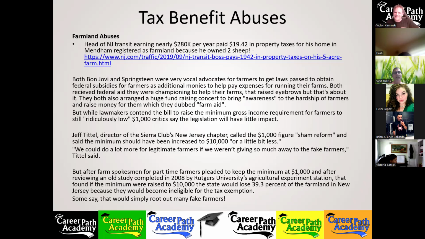So when you raise $500,000, then 93% can be fake farmers. And imagine you can bring down the cost of food. These are rich people taking advantage, and they're disguising themselves as farmers. And they say, whoa, we would lose about 39.3% of our farmland in the Garden State if we were to raise these minimums. Yeah, for the fake farmers. That is, talk about political spin. Holy crap.